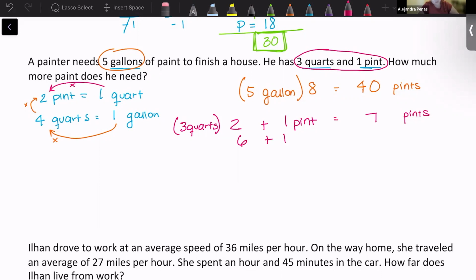To find out how much he's missing, we just subtract. So he's missing 33 pints. Is that clear with everyone?